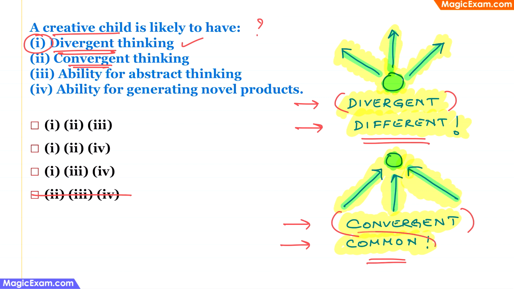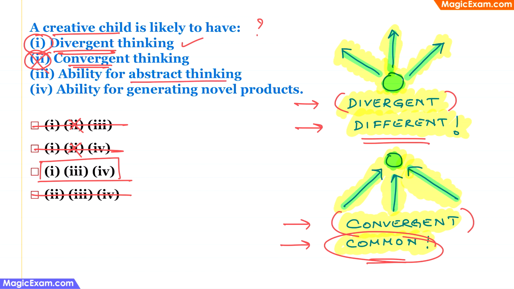Convergent thinking is common thinking. Therefore, a creative child might not have convergent thinking. Therefore, the correct answer should not have 2 in it. The second option has 2 in it, eliminate. And the first option has 2 in it, eliminate. Therefore, we are left with only one option, that is option 3, which has to be the correct answer.